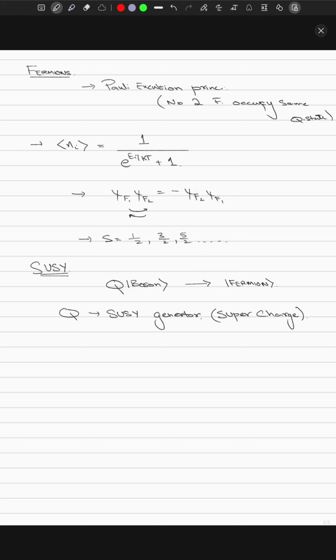So what does that tell you about Q, about the supercharge? It tells you that the Q supercharge should have a half integer spin, right? And only then, if you take a half integer spin and act it or compose it with the bosonic state, you would get a half integer spin, right, which is a fermion.